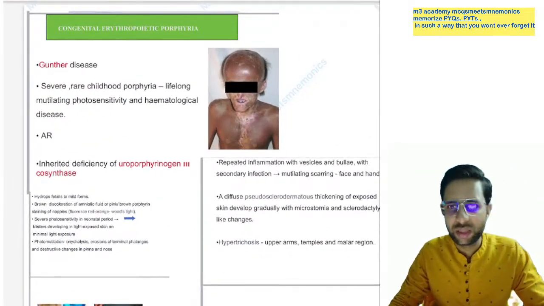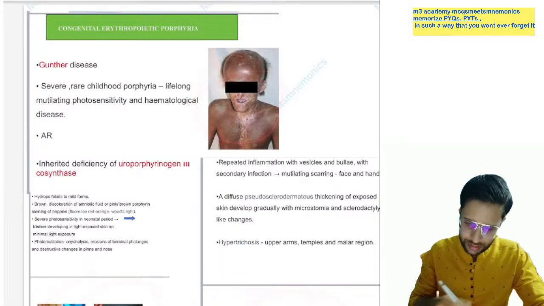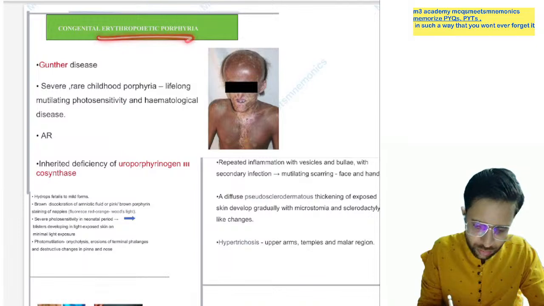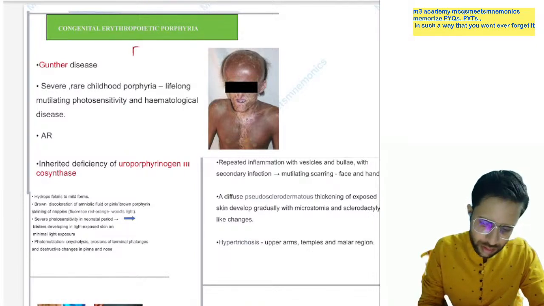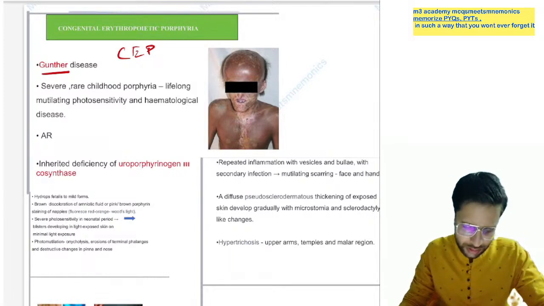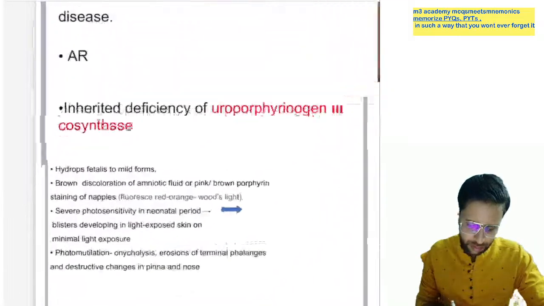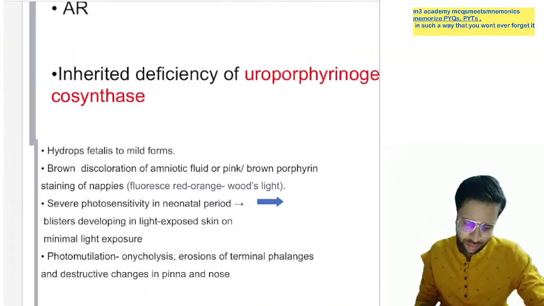यस. नाउ, सो दिस कैन बी आस्क्ड एज IBQ. अभी जो प्री टेस्ट था उसमें भी आया था. यस, दिस फोटोग्राफ आल्सो प्रेजेंटेड इन योर प्री टेस्ट. सो दिस इज कंजेनाइटल इरिथ्रोपोएटिक पोरफायरा, इसको बोलते हैं गुंटर्स डिजीज. यस, गुंटर्स डिजीज. एंड सी इज द थर्ड लेटर. सो थर्ड वाला एंजाइम यहाँ पे अफेक्टेड होता है, और काफी सीवियर फॉर्म भी इसकी हो सकती है.